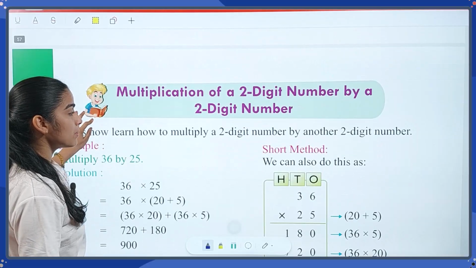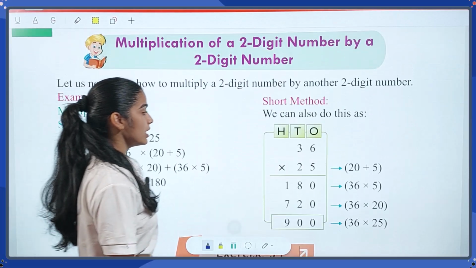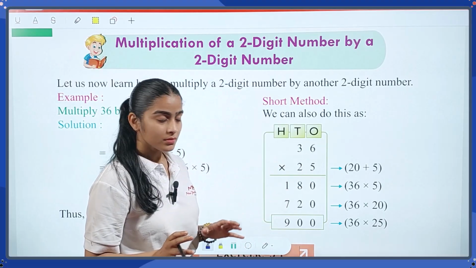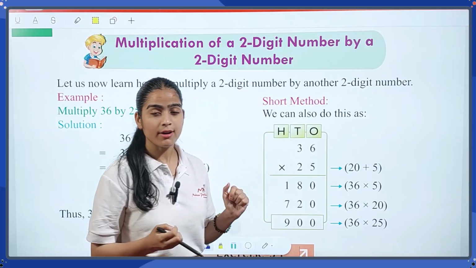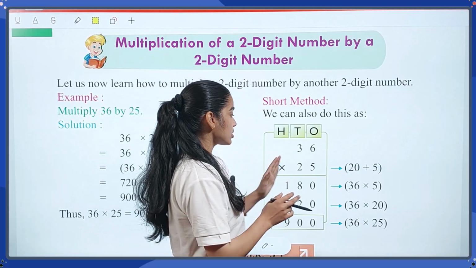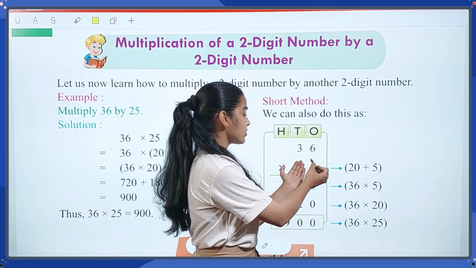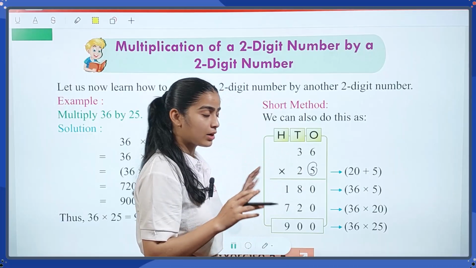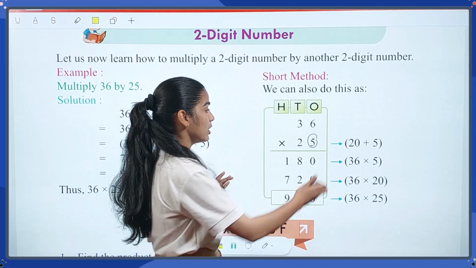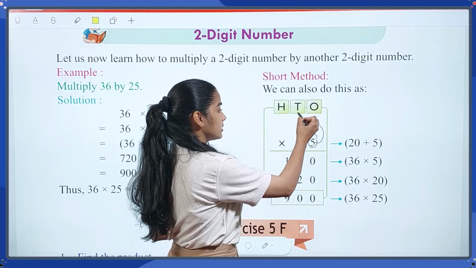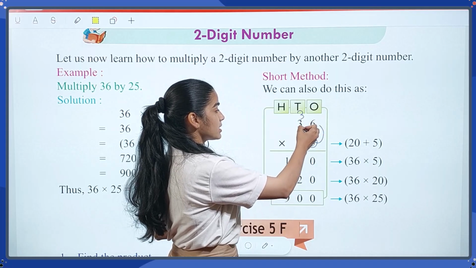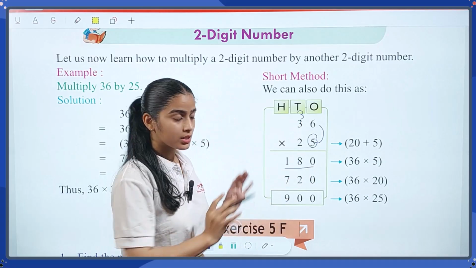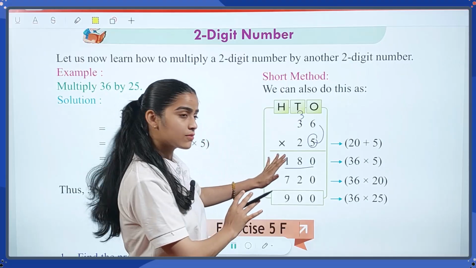Multiplication of a 2-digit number by a 2-digit number. So how can you solve it? If you have 36 multiplied by 25, don't be confused and don't be scared. You might think, oh, now I have to solve a big question. You just have to remember your basic concept that first you have to multiply the number with 5. It is a single-digit multiplication. So 5 multiplied by 6 is 30, 3 will be carried. 5 multiplied by 3 is 15. 15 plus 3 is 18, so 180. You already learnt this in your earlier classes, so this is very easy for you.